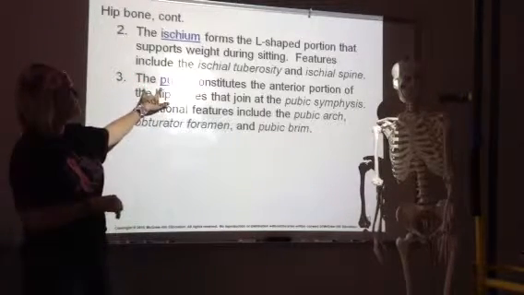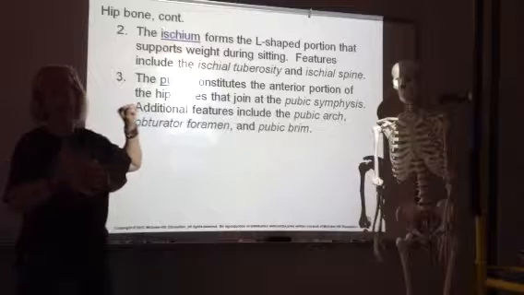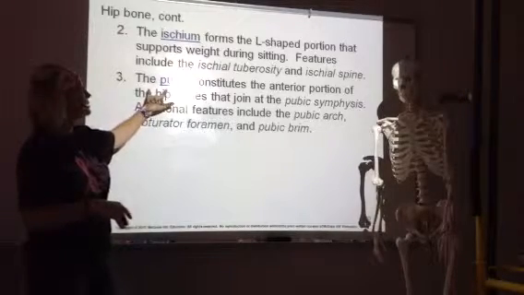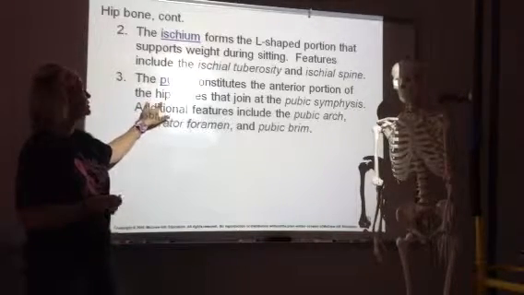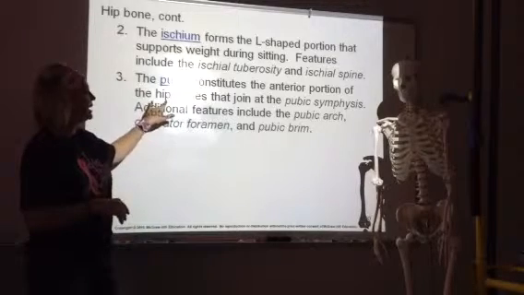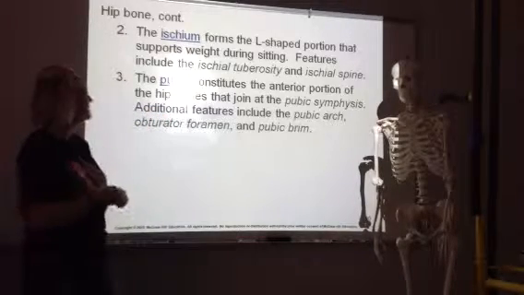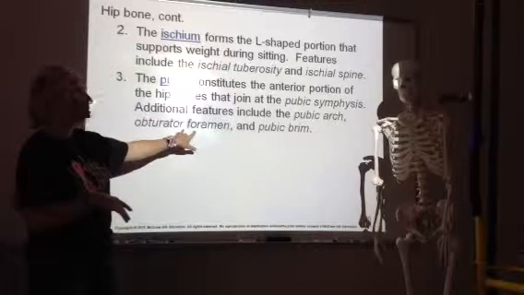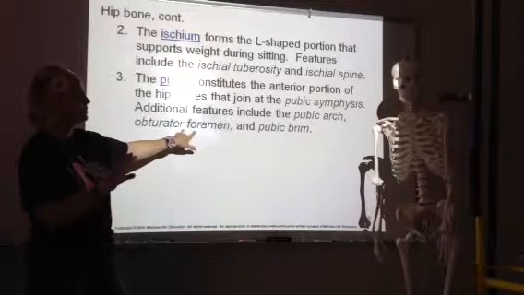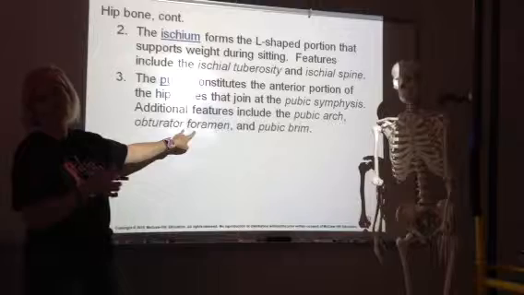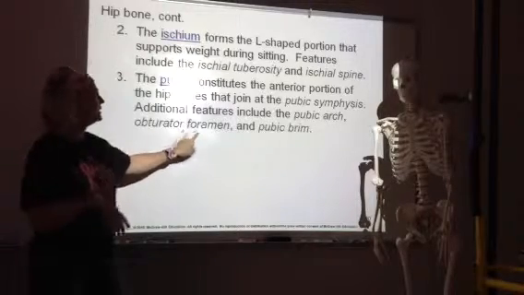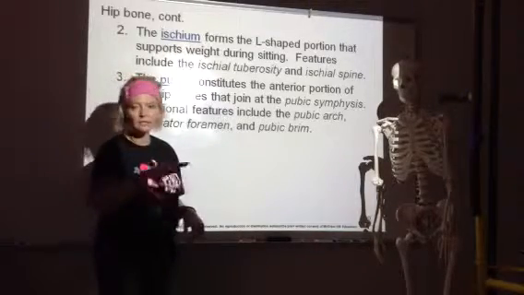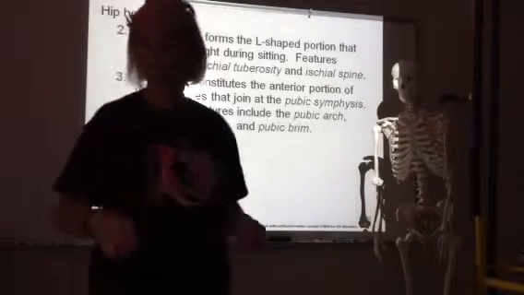And then the pubis makes sense with the pubic area. The pubis is the front portion of the hip bones and joins at the pubic symphysis. There is the pubic arch, and the obturator foramen, those large openings. That's the largest foramen in your body. And then the pubic brim sits at the top.